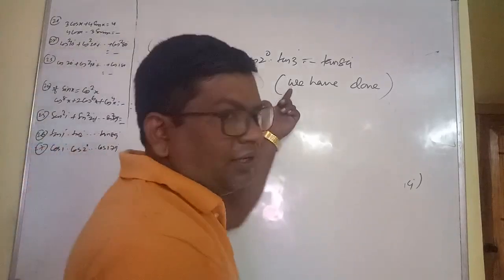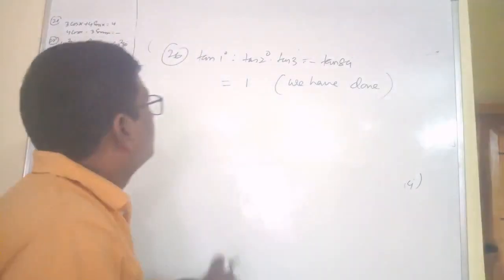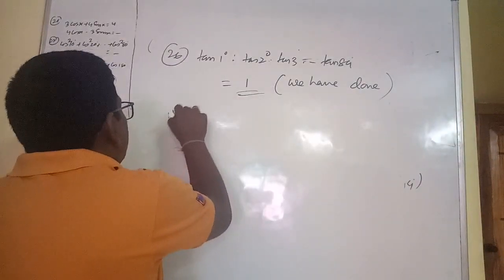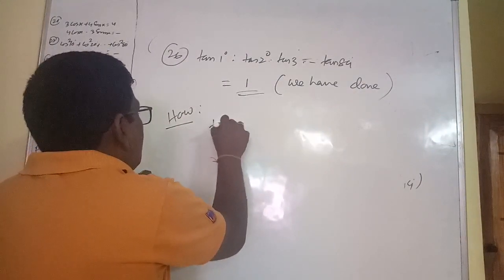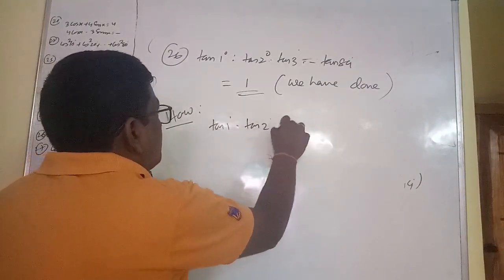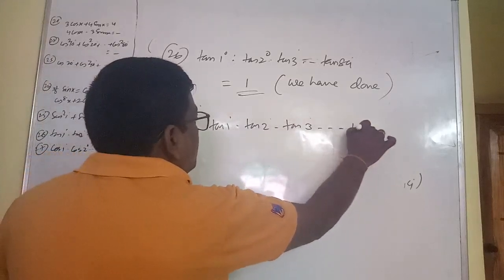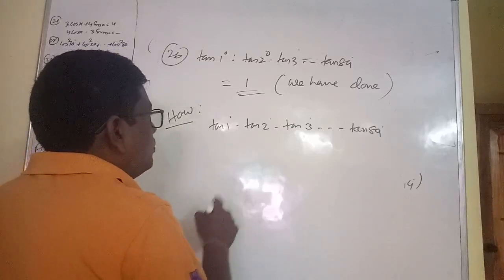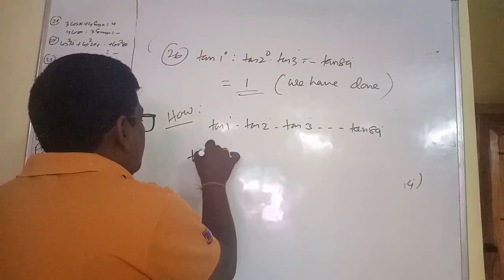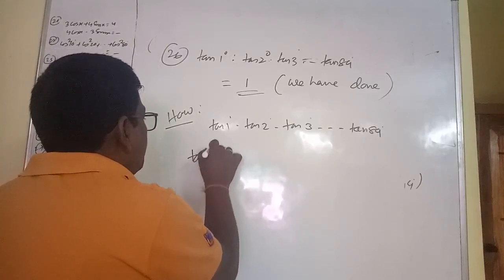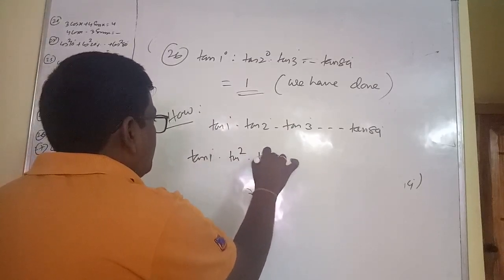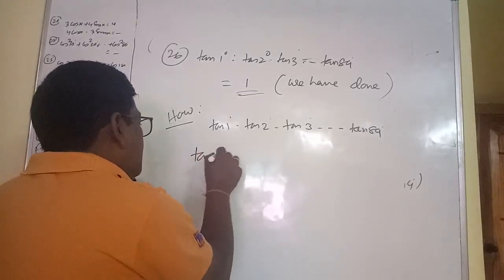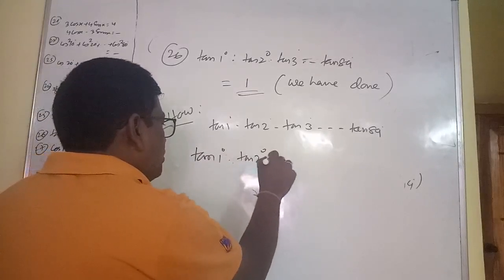If you want, I will solve it. The answer is 1. Reason how: this is tan 1 degree into tan 2 degree into tan 3 degree, up to tan 89 degree. So tan 1 degree into tan 2 degree up to tan 44 degree.